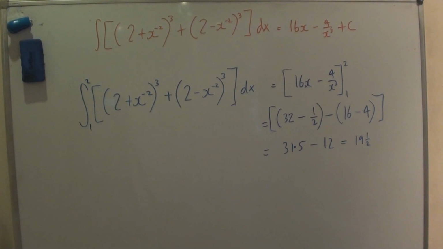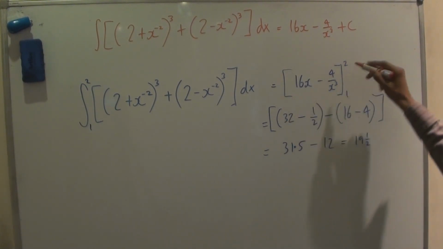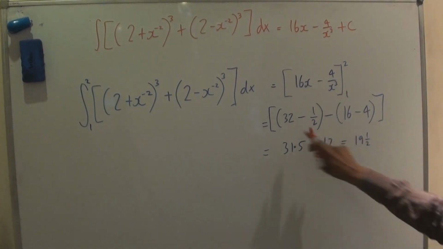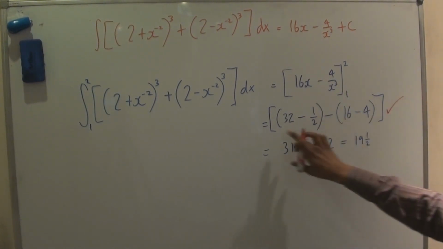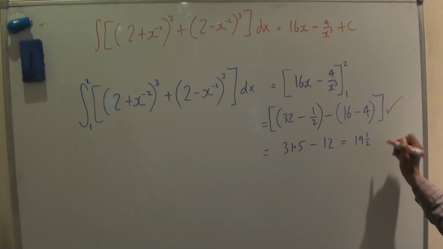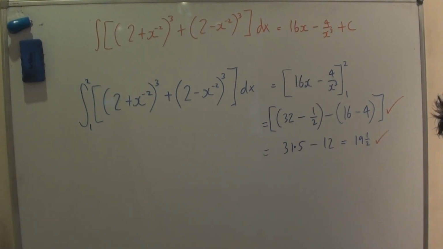Now where do I think the marks are awarded for this question? I think 1 mark is awarded for attempting to substitute these numbers into this. So I'd give 1 mark for something along the lines of that. And the final mark for getting the final answer of 19 and a half, or 19.5.